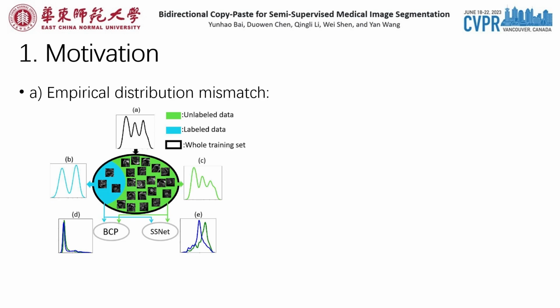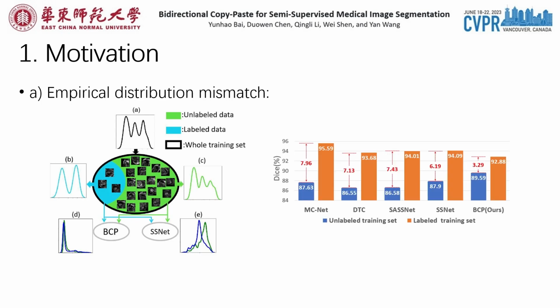Due to the limited number, it's difficult to fit the true distribution of the entire dataset only with labeled data. In the traditional self-training framework mentioned earlier, the inconsistent and unsymmetrical learning paradigm between labeled and unlabeled data means that Figure B is used as Figure A, resulting in the problem of empirical distribution mismatch.